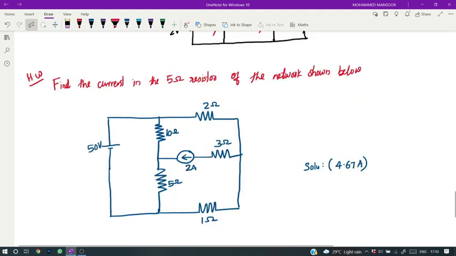downward. So similar to earlier videos, here also you need to do this homework. Here the question is, find the current in the 5 ohm resistor of the network shown below. Here the solution is already given in order to verify your result, that is 4.67 ampere.